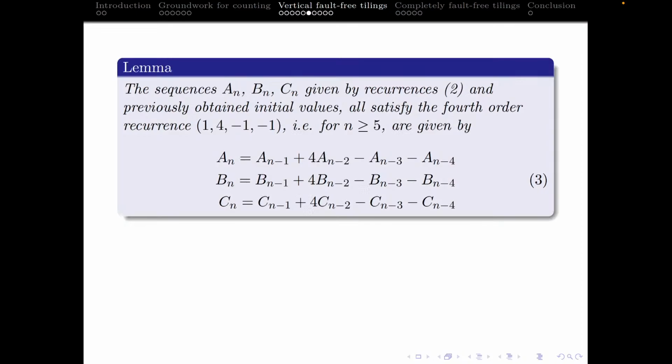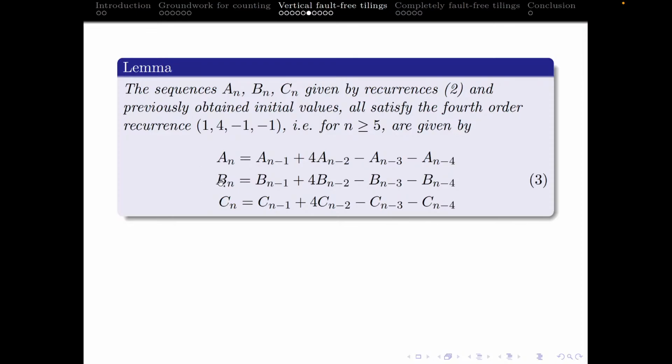We show that symmetrically all of these sequences an, bn and cn follow the same recursion, which is 1, 4, minus 1, minus 1. So they all follow the same recursion. It is not surprising that an and cn follow the same recursion, because they are after all just mirror images of each other.